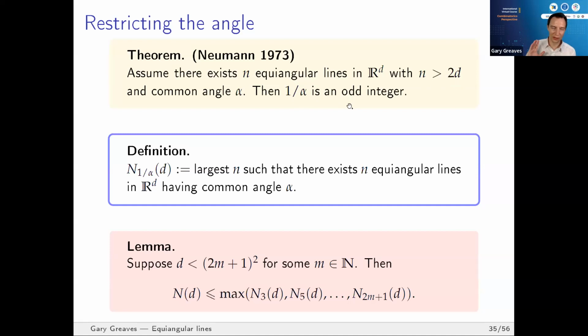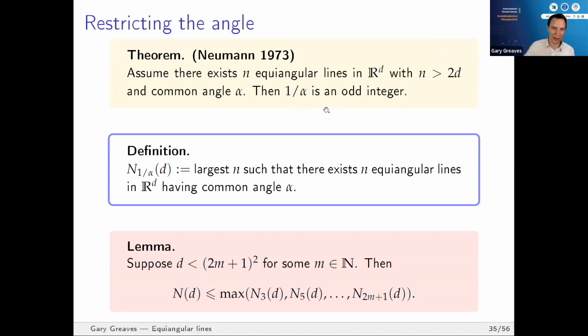So this really simplifies the possible angles that we need to consider. At the beginning, you might be thinking, okay, the angle could be anything, any number you like. But Peter Neumann says, well, if you want to have more than 2 times d lines, then you're going to have to restrict yourself to odd integers. So suddenly, this continuous looking problem turns into a discrete problem, because we always want to do better than 2 times d. So we pretty much always restrict to 1 over alpha being an odd integer.